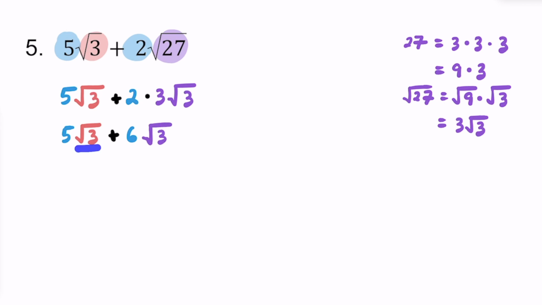And now notice these square root of 3's do match, which is really good for us. So we can go ahead and clean this up even more. So 5 times the square root of 3 plus, and then we have 6 times the square root of 3, so 6 root 3. And now that these match, we can go ahead and add. So 5 plus 6 is going to be 11, so we're going to have 11 times the square root of 3, or 11 root 3. All right, this would be our most simplified expression.